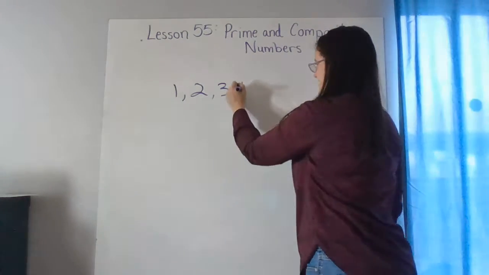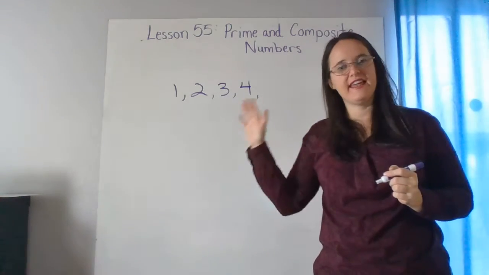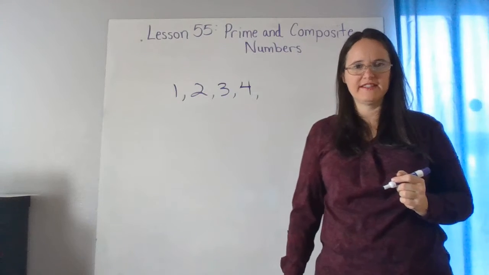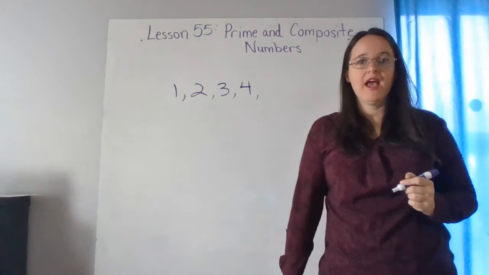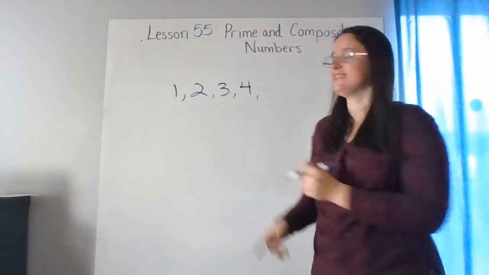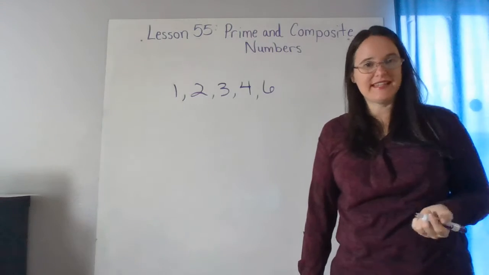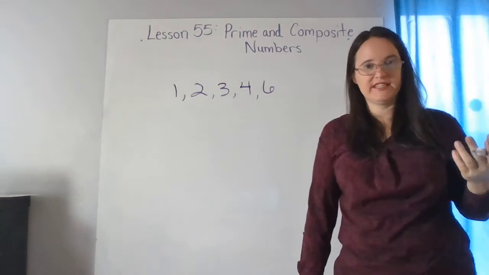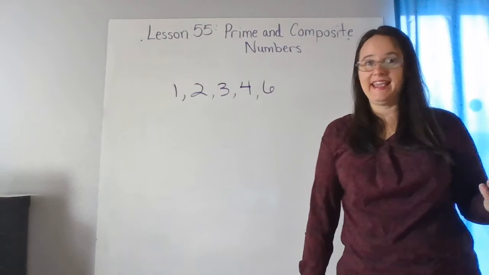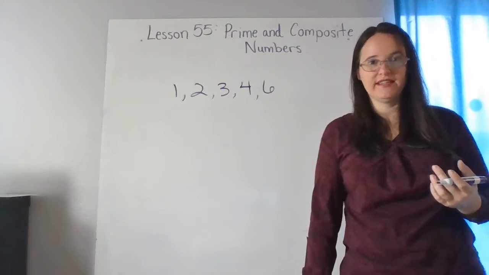What if I count by 5? 5, 10, 15. Am I going to say 12 if I count by 5s? No. What if I count by 6? 6, 12. 12 is a multiple of 6. What about 7? 7, 14. Will I say 12? No. 8, 8, 16. Will I say 12? No.